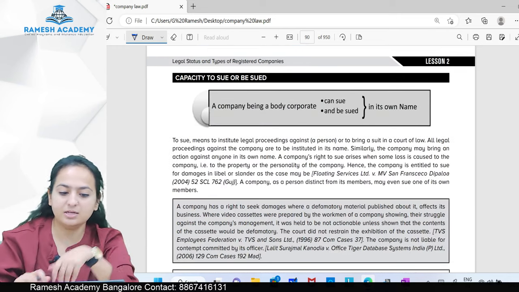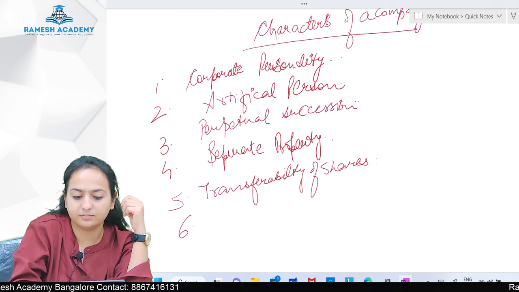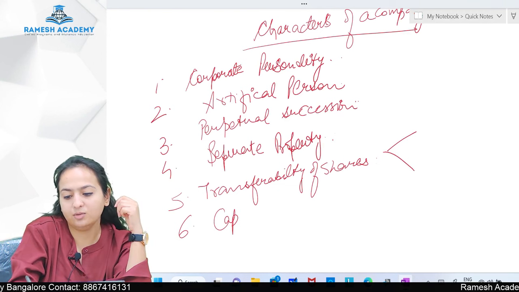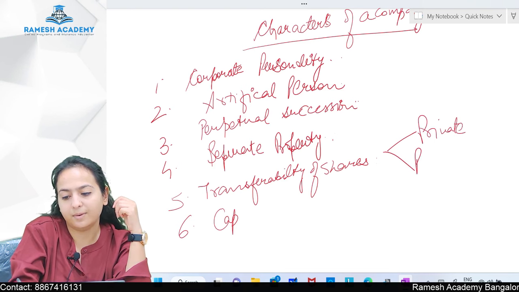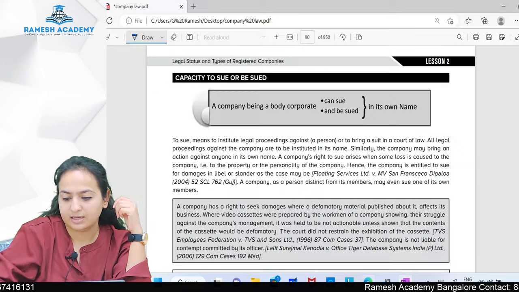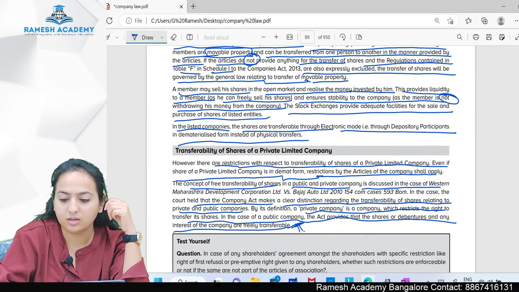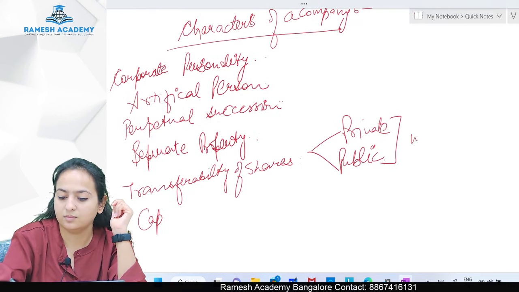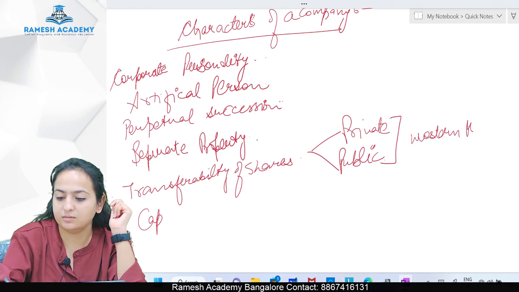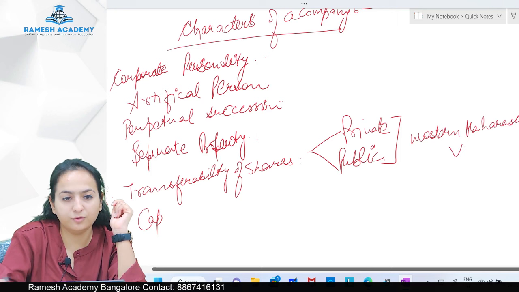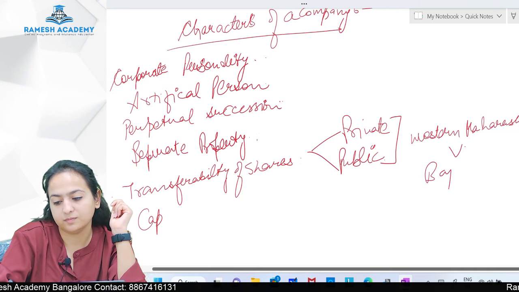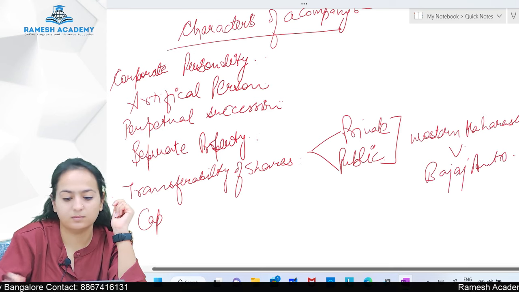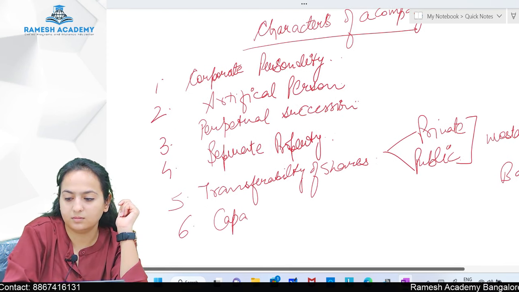Alright, capacity to sue or to be sued. Here you write about the private and public definition. The case law you can refer to and write down in your book: Western Maharashtra Development Corporation versus Bajaj Auto. Write down the full name, okay? Meantime, write this also.